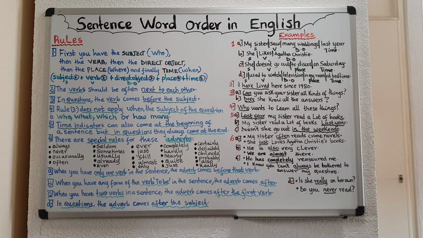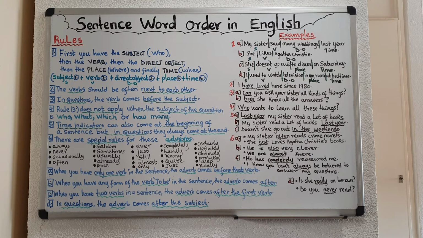Now, let us look at sentence 1C. She doesn't go out to discourse on Saturday. So she is the subject because she is the person who's doing the action. Okay, the subject is the person who is doing the action or what we are talking about, that is who. Then you have doesn't go out, that is a verb. You have several verbs there. And then to discourse is the place. And then you have time, which is on Saturday. Okay, so subject comes first. Then you write the verb, then you write the place, and then you write the time.